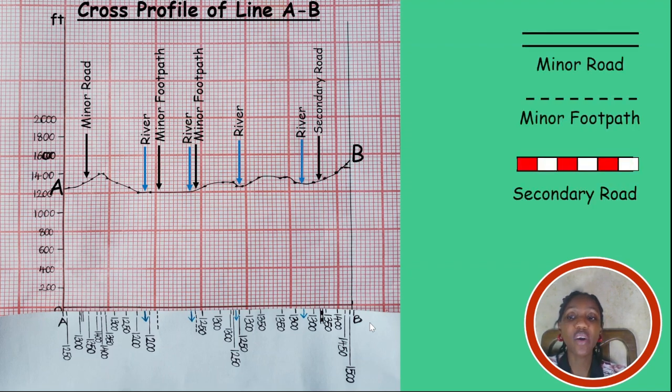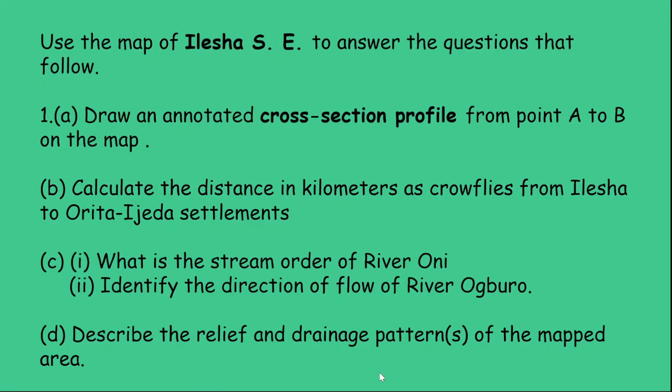So for the cross profile, it may seem difficult and time wasting, but if you take your time and try to understand it, you'll find that you'll be done with your question in no time. So make sure to rewatch this part as many times as you want until you understand every aspect of cross profile. Now the cross profile is only part A of this question. In exam, don't get too lost in the cross profile and forget that there are other parts still in question 1. Now question 1b, calculate the distance in kilometers as the crow flies from Ilesha to Orita Ijeda settlements.